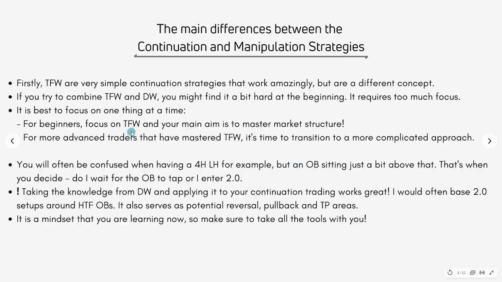So first of all, if you try to combine TFW and DW, you might find it a little bit hard at the beginning because it requires a little bit too much focus, right? So imagine that you're looking for a push and a pullback. You have a full hourly high or low, but then you have an order block just below that. And you're like, okay, so what am I looking at right now? Manipulation says, wait for a deeper pullback. 2.0 says, look for a long entry already. So this is when the confusion comes in, all right?